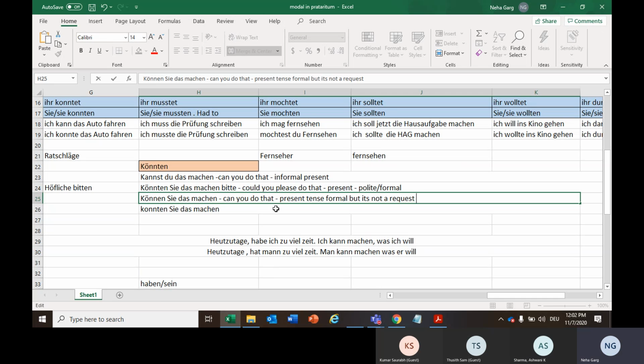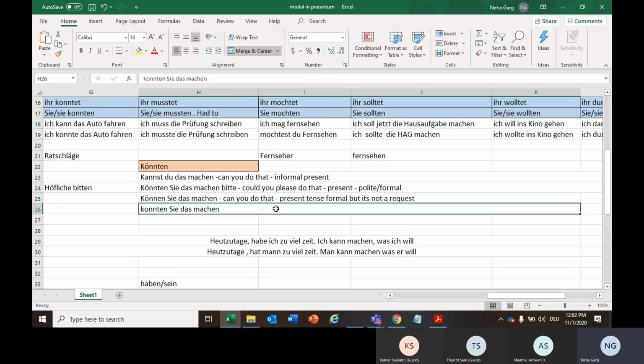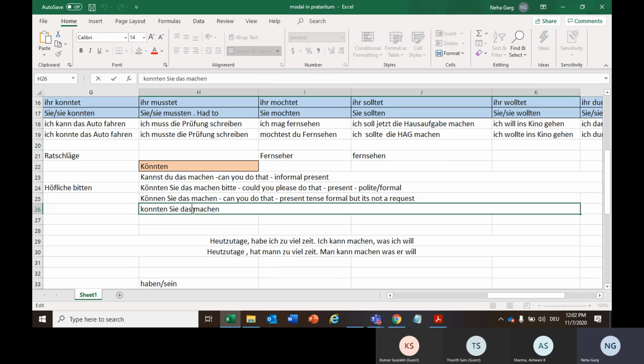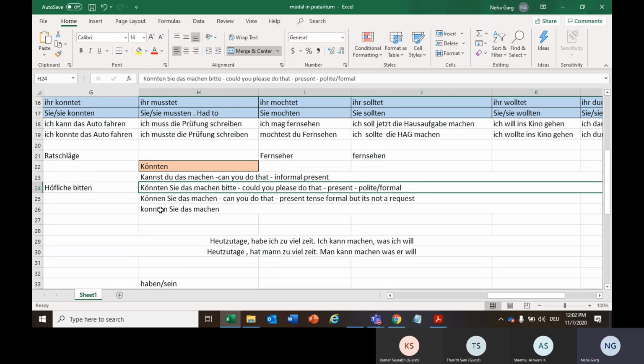Ability. Yes, maybe you are asking somebody's ability to do something. Können Sie das Auto fahren? Can you drive the car? In a similar manner, I may be asking my friend, kannst du das Auto fahren? Can you drive the car? Here, just the difference of formal and informal, but the difference between könnten and können is of politeness and of request, not of formal or informal. Now, konnten Sie das machen? What is the difference between this könnten and this konnten?